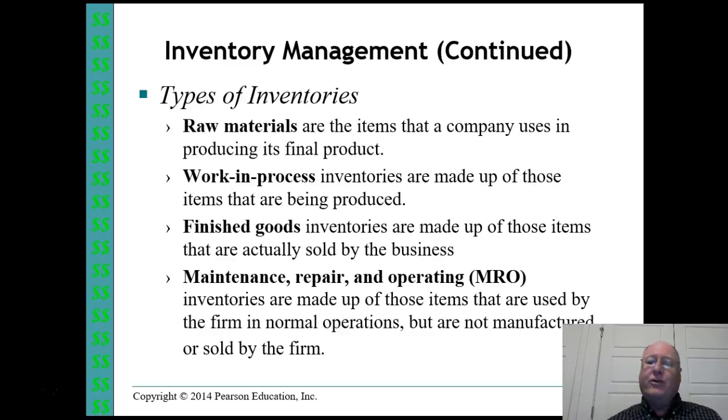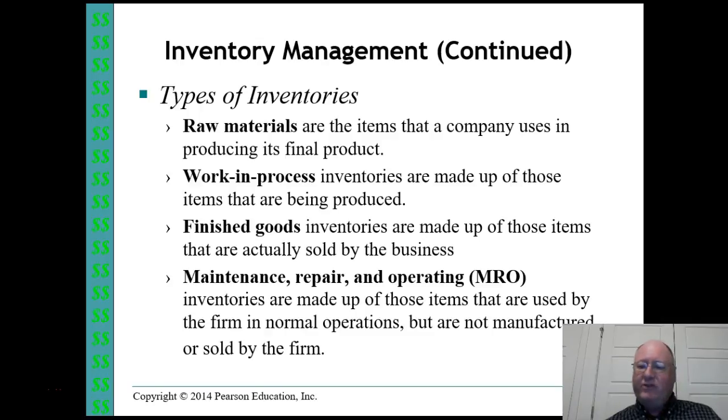The types of inventories that are out there are what's called raw materials, which is that which a company uses in producing its final product. There's work in process inventories that are made up of items that are being produced. There's finished goods inventories, and then there are maintenance, repair, and operating inventories used for those things that a company may use in normal operations but are not manufactured or sold by the firm.